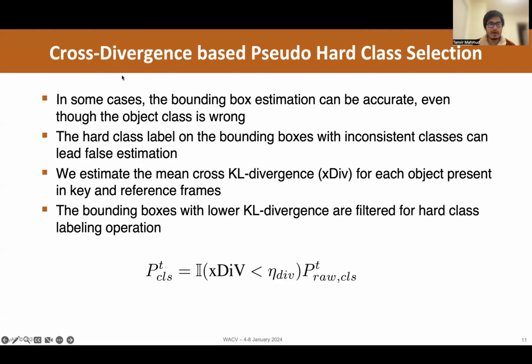And then we have a cross divergence based pseudo hard class selection method. In some cases, the bounding box estimation can be very accurate, but the object class is wrong. So we have to find those bounding boxes that have false object classes. The hard class label on bounding boxes with this kind of inconsistent classes can lead to false estimation. So we estimate the mean cross-scale divergence for each object present in the key and reference frames. And the bounding boxes with a lower KL divergence across these predictions are filtered for hard class labeling operations.